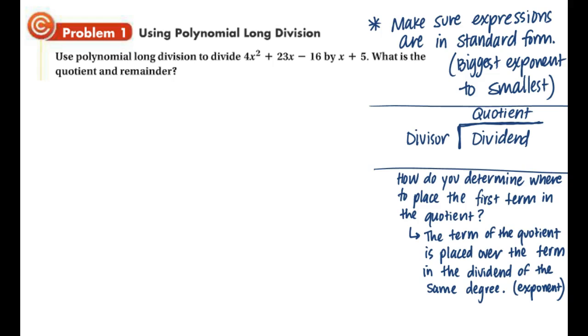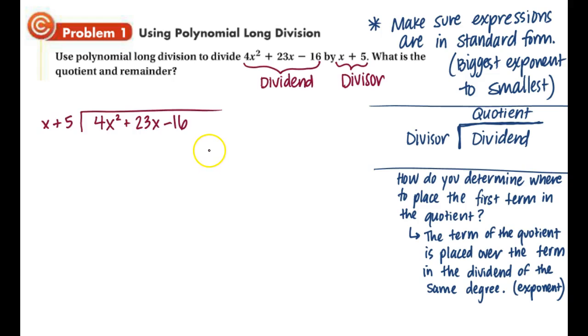What is the quotient and the remainder? Setting up our long division, I have the quadratic underneath the division bar and x plus 5 in front. So the dividend is the number that we're dividing into, and the divisor is the number that we're dividing by.